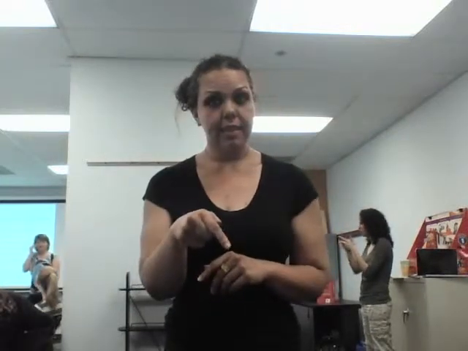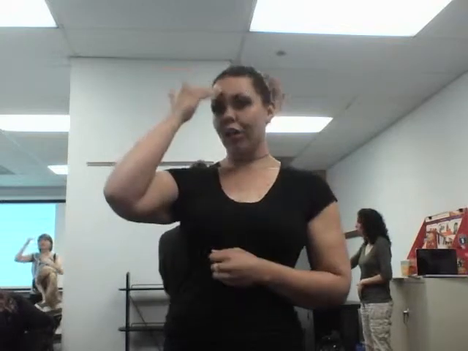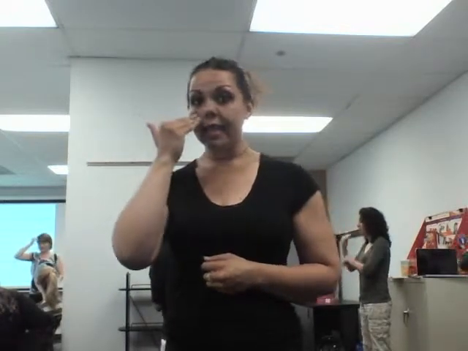Okay? So this is the right sign to know something, K-N-O-W, to know something. Formally produced is to know something. This is the right placement. This is the wrong placement. This is formal signing. Okay?